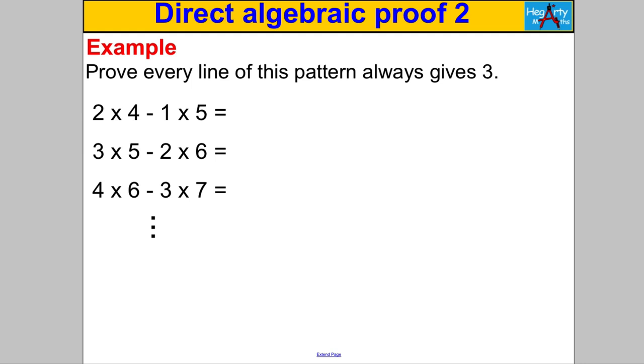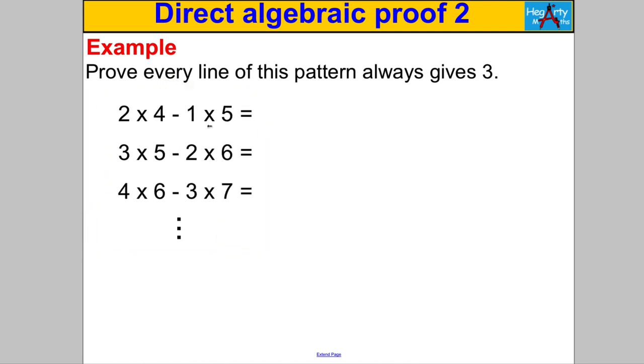Okay, one last example for us here. Prove that every line of this pattern always gives 3. Well, let's just think about this now. I'm going to call this the first line if you don't mind. That's the first line, that's the second line, and that's the third line. Now if you work it out, 2 times 4 is 8, 1 multiplied by 5 is 5, 8 take away 5 is 3. 3 times 5 is 15, 2 multiplied by 6 is 12, 15 take away 12 is 3. 4 multiplied by 6 is 24, 3 multiplied by 7 is 21, 24 take away 21 is 3.